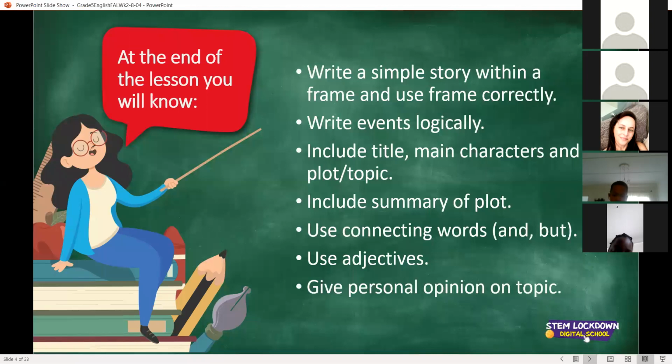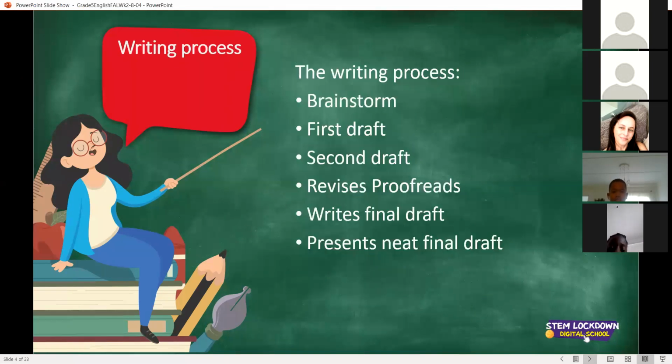Okay, give personal opinion on a topic. So you should be able to have a personal opinion about a topic. For example, if I say, write about the fastest car, then you should have a personal opinion about the fastest car. So you'd obviously, and I would hope that you'd include those ideas in your story. Okay. So this is basically what you should know and what you will know at the end of this lesson. Now, this is very important. Very important. Write this down.